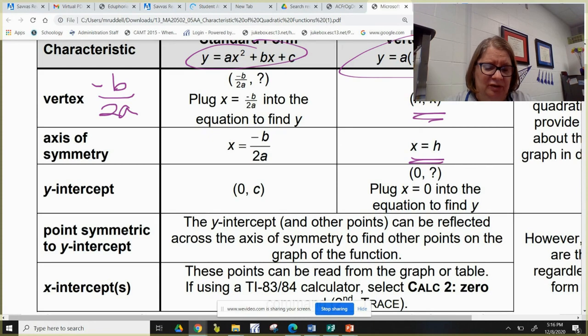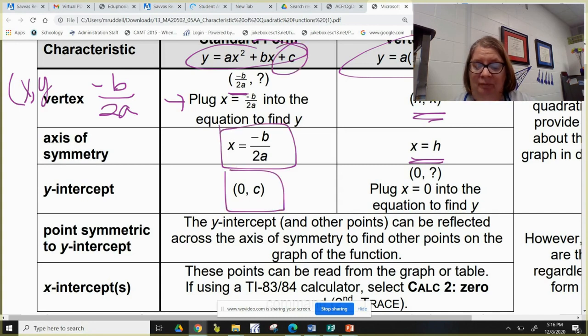Now, we know this vertex has an X coordinate and a Y coordinate, right? So the X part of it is going to be negative B over 2A. Then we're going to plug that into the equation to find the Y. Axis of symmetry is this negative B over 2A. The y-intercept, most of you remember that you can tell that from here if it's in standard form.